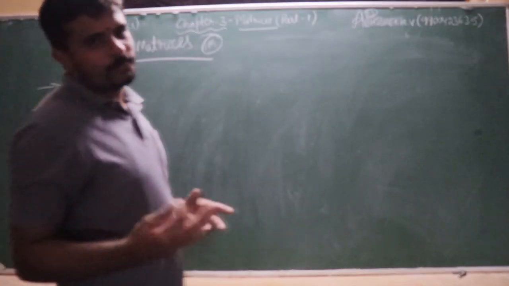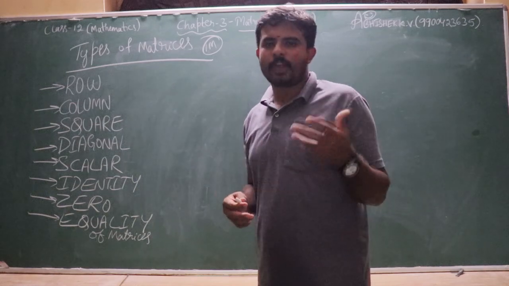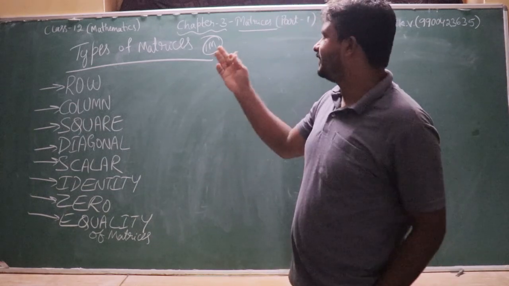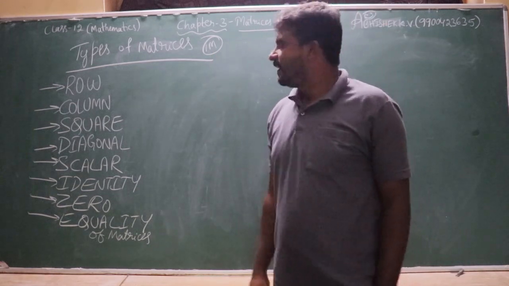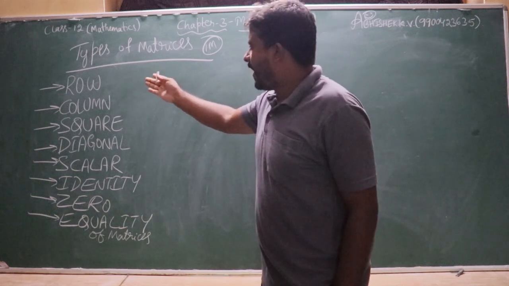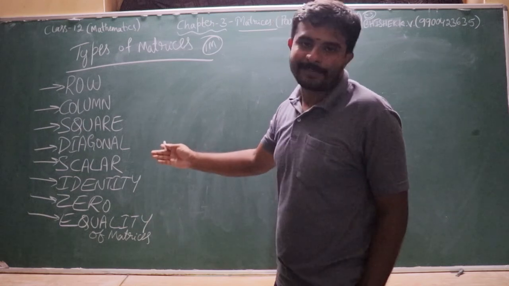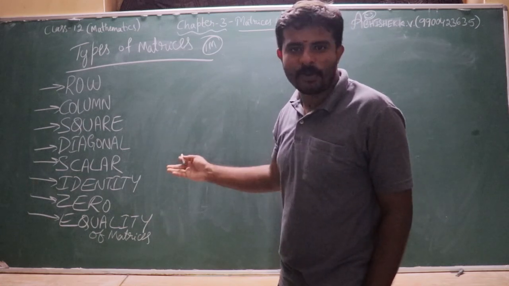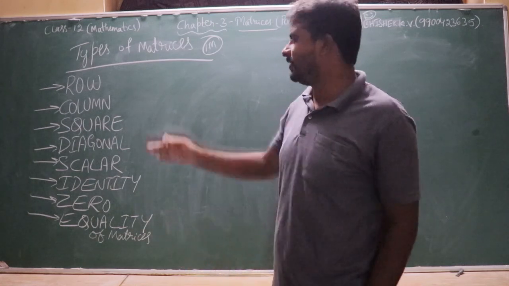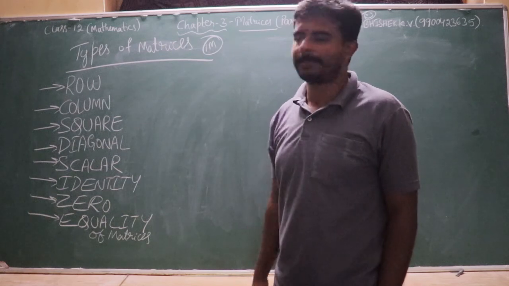Yes. Next, we move on to the first subtopic of your chapter 3, that is types of matrices. See, row matrix, column matrix, square matrix, diagonal matrix, scalar matrix, identity matrix, zero matrix, equality of matrices. These are all the types of matrices.